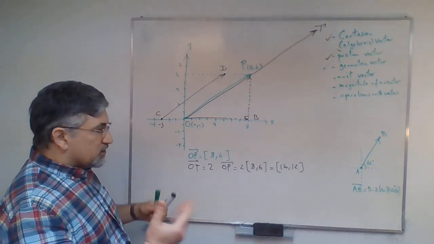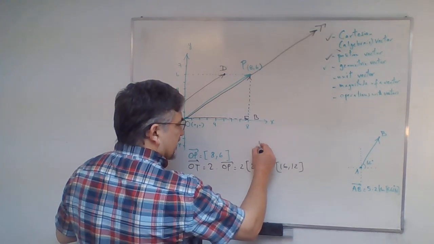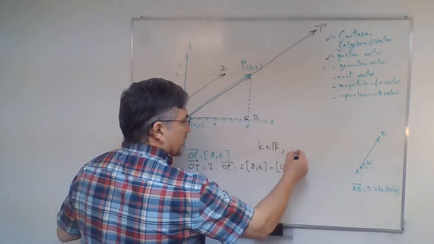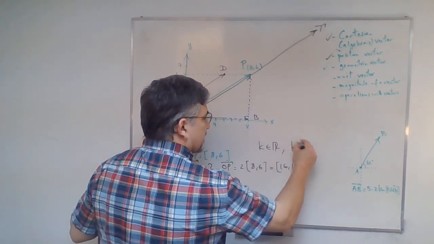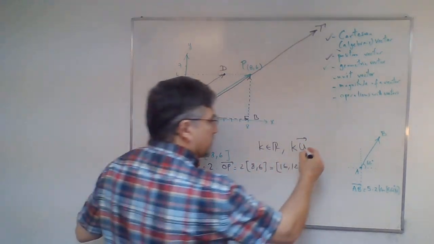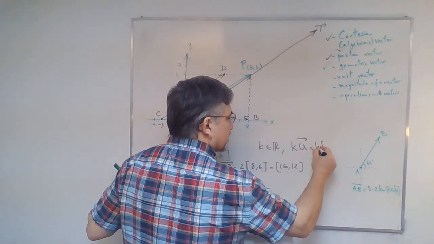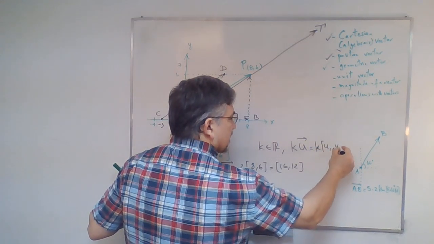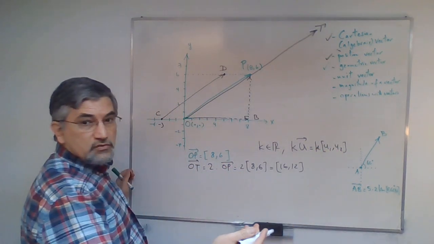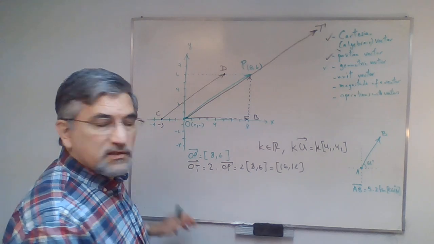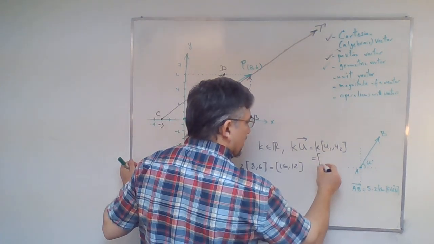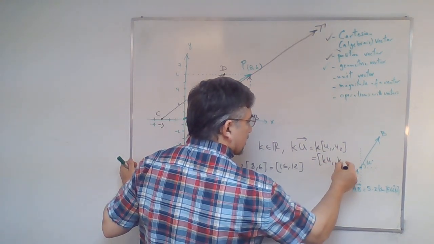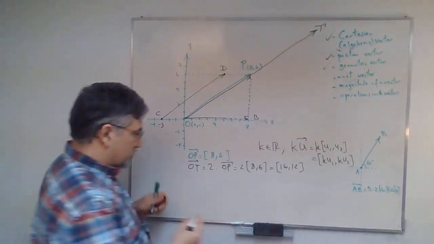Okay, so generally speaking, if you have a k, a real number, and you want to multiply that k by any vector u, and that vector u has components of u1, u2, you have to multiply k by every single component. So it will become ku1 and ku2.